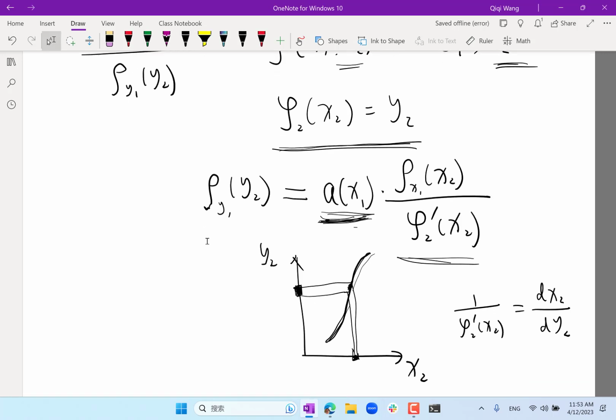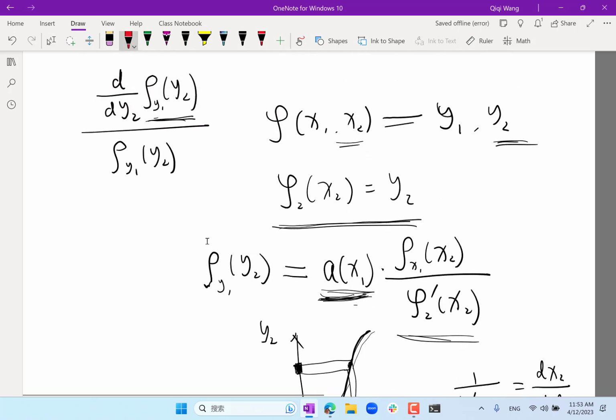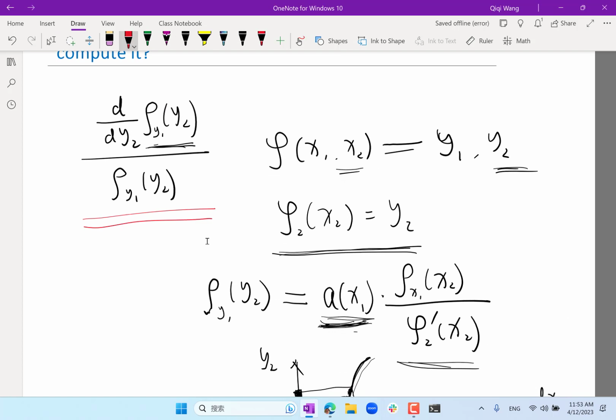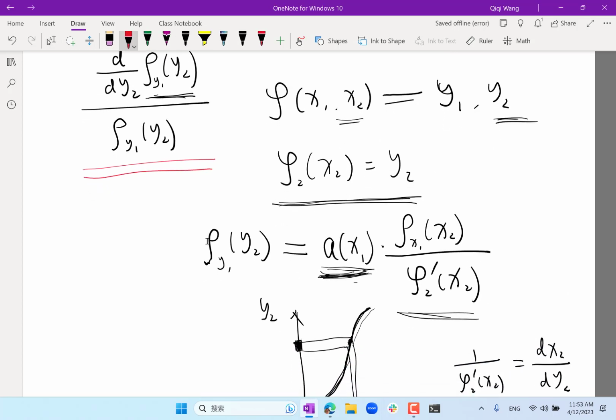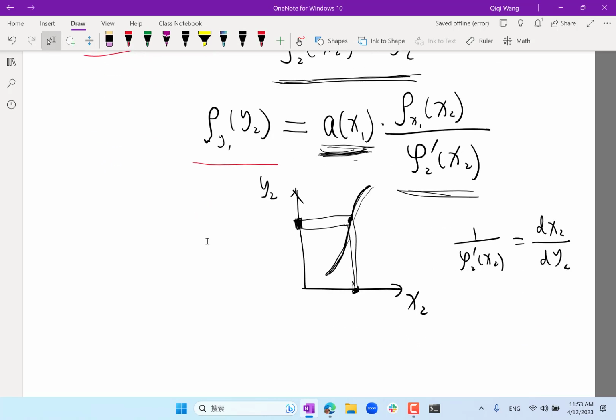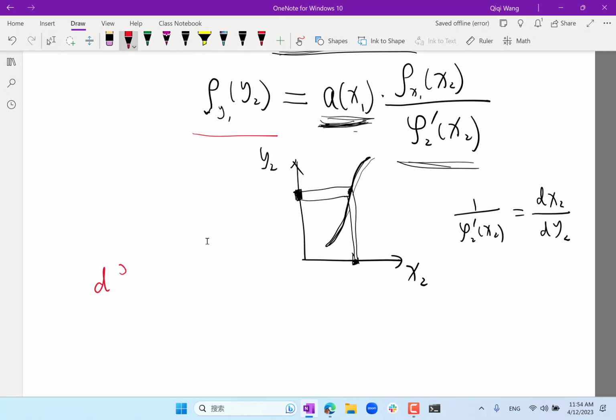Okay, so now with this formula, the next step in deriving the fractional derivative of the density is basically just to take the derivative of this formula with respect to y2. Okay, so let's do that. The derivative of the left-hand side with respect to y2 is going to be equal to, because the a just carries over, it doesn't depend on y2, so we just carry this. But x2 does depend on y2, right?